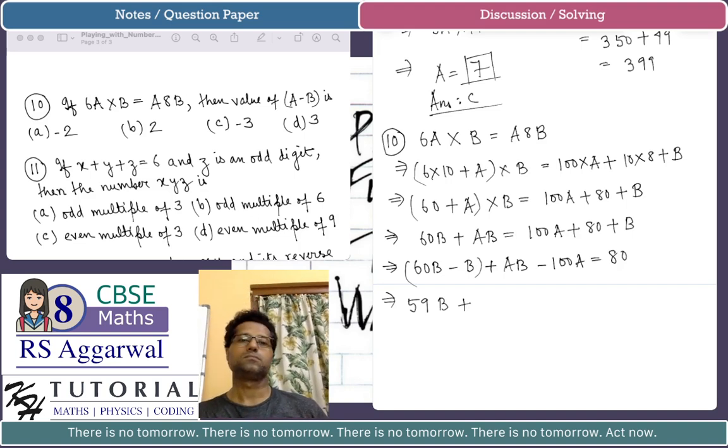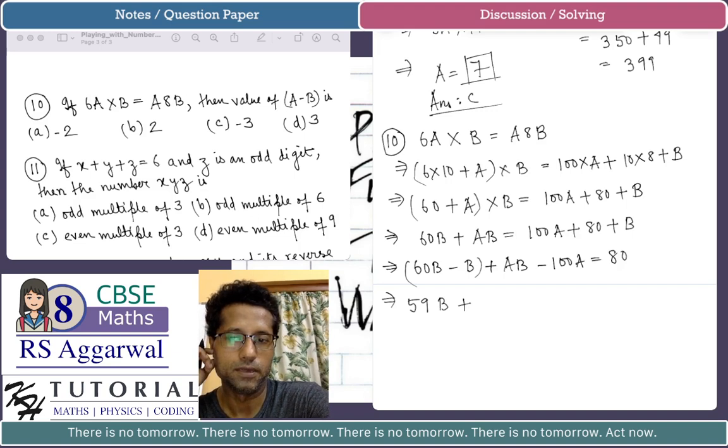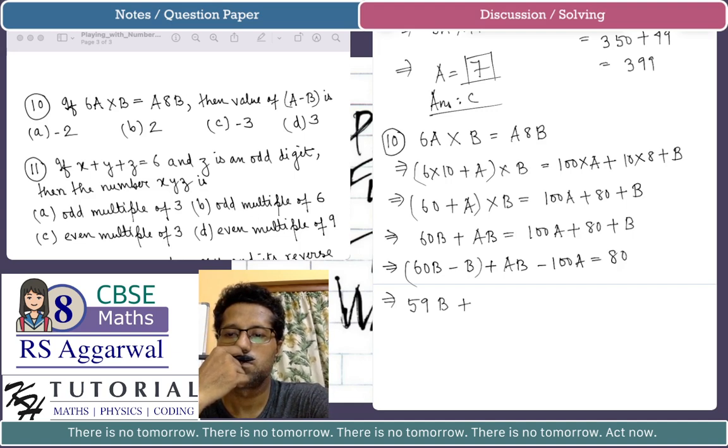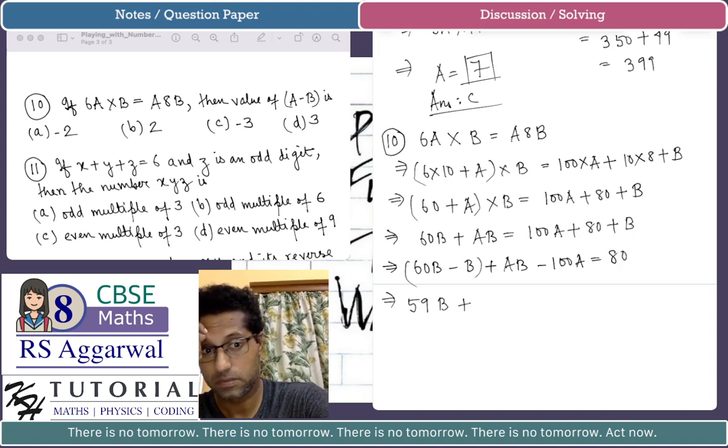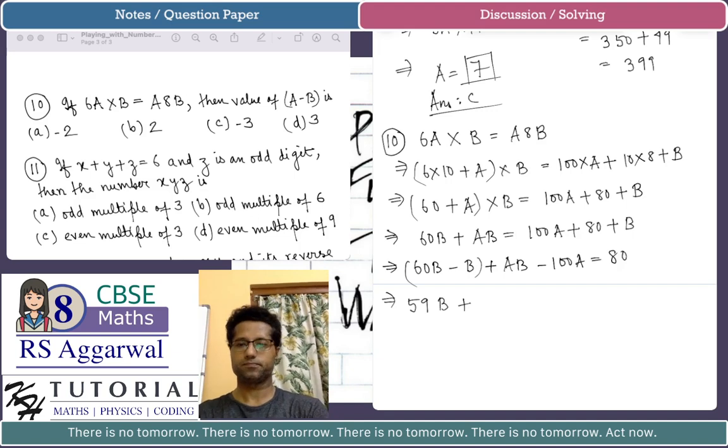Hmm, 6a multiplied by b is equal to a8b. 6 into 10 plus a multiplied by b is equal to 100a plus 10 into 8 plus b. 60 plus a into b, 100a, the value of a minus b, 100a, 8, plus b.